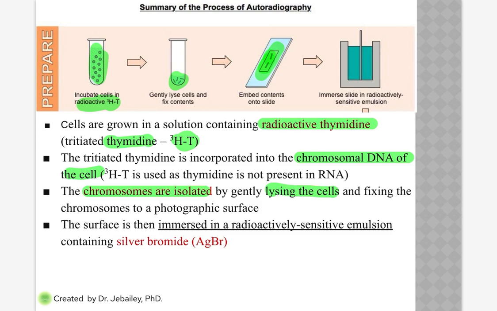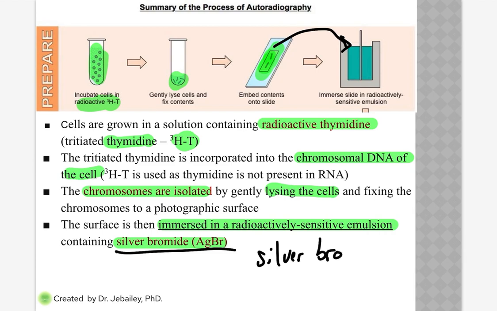Then after you did that, you basically put it inside a very important emulsion, which is silver bromide. So that means you take these slides and you insert them into this liquid. Now this liquid, again, is made of silver bromide, and you have to remember that.